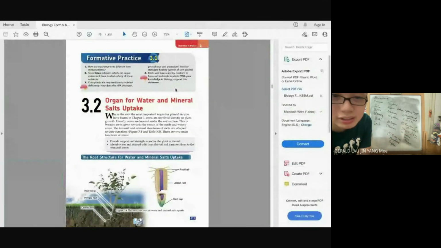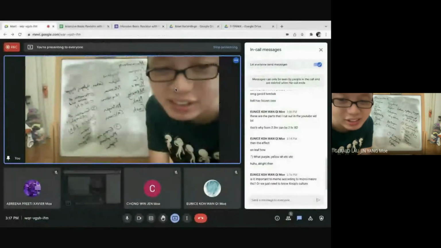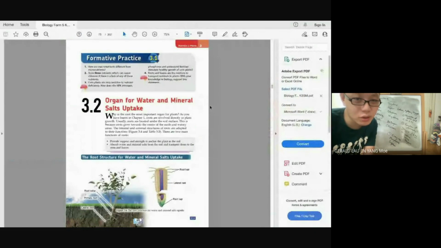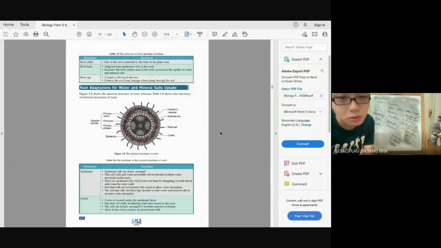Now we focus on the second subtopic, which is easier, which is organ for water and mineral salts uptake. Of course, you know the way to absorb the mineral salt and water in the soil is through the root hair cell. So root hair cell, this is just the structure and the function you have to know. The root collar is the part of the root connected to the base of the plant stem. You have your root hair, which increases the surface area for the uptake of water and mineral salt, and then your root cap, located at the tip of the root, protects the root from damage when going through the soil.